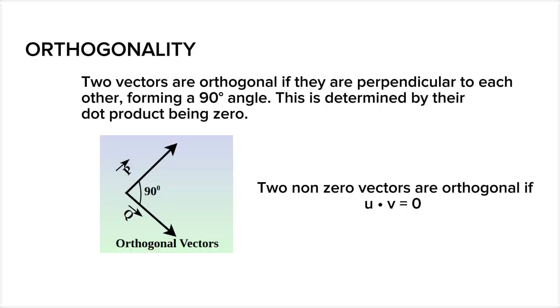For orthogonality, two vectors are orthogonal if they are perpendicular to each other, forming a 90-degree angle. This is determined by their dot product being 0. So basically, two vectors are orthogonal if their product or dot product is equal to 0. It means that they are perpendicular or at a 90-degree angle.